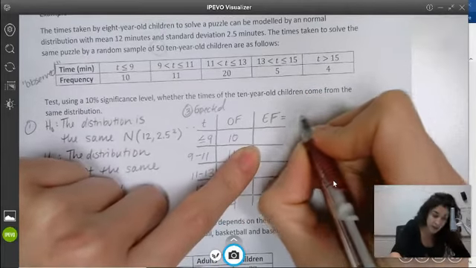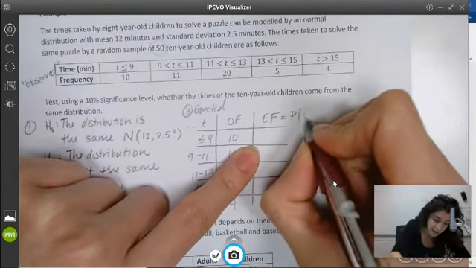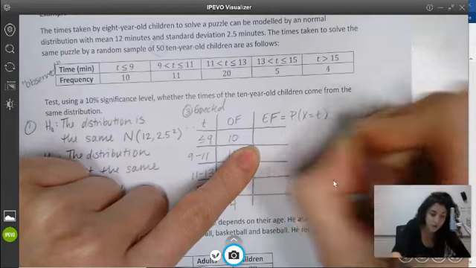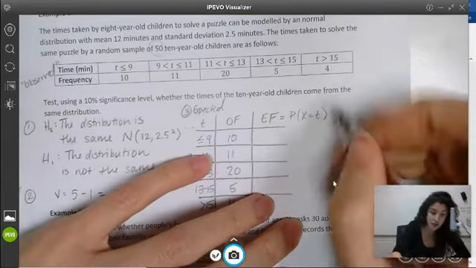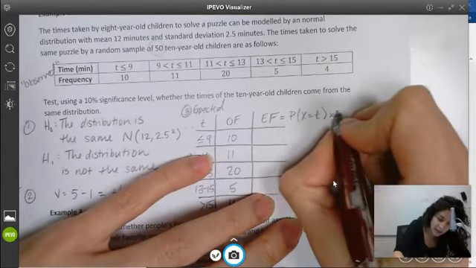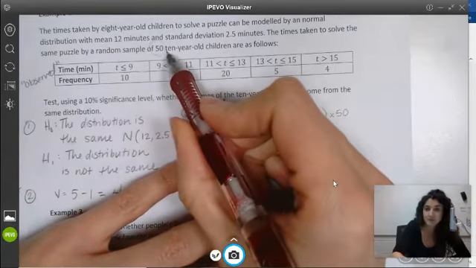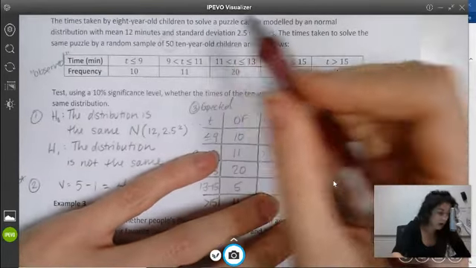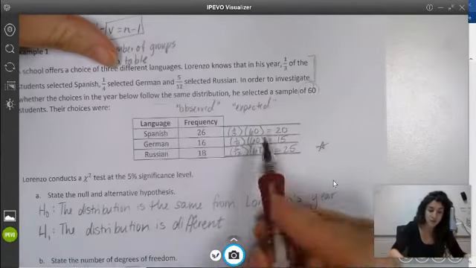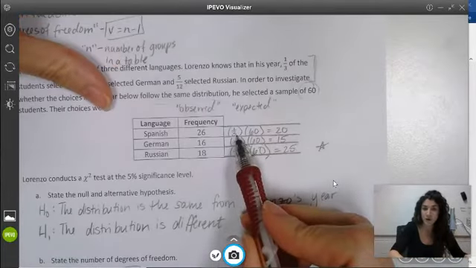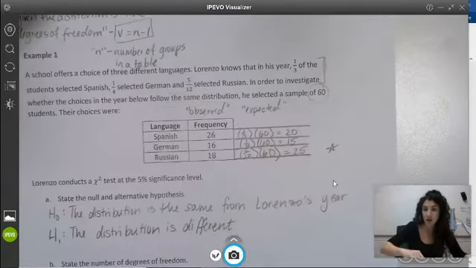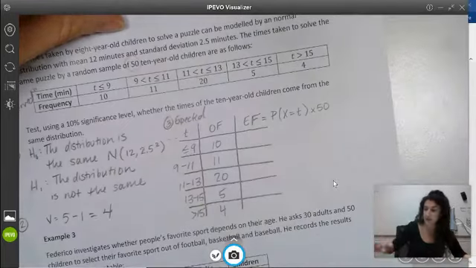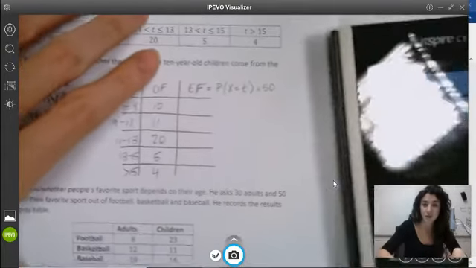So how you find your expected value is the probability that x equals that value or is within that range, and then we multiply it by your sample size. So our sample size here is 50. And as we talked about before, our probability was 1/3 because it gave it to us. So now we're going to use our normal distribution probability to find out what this expected value is.